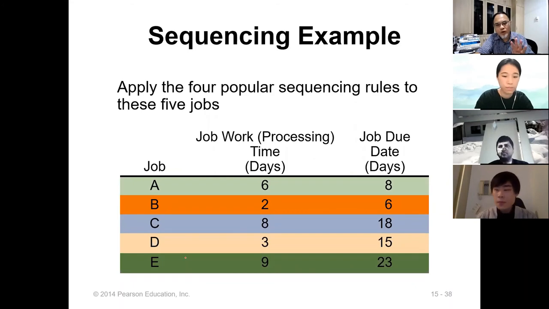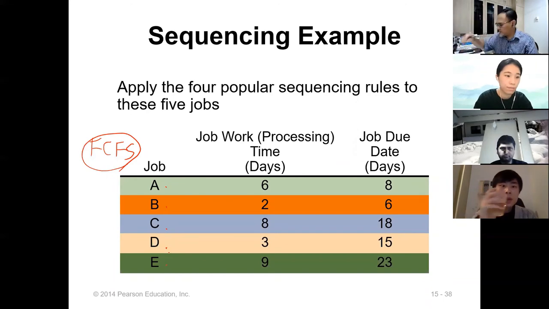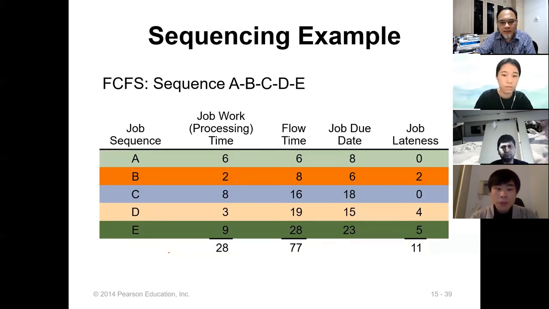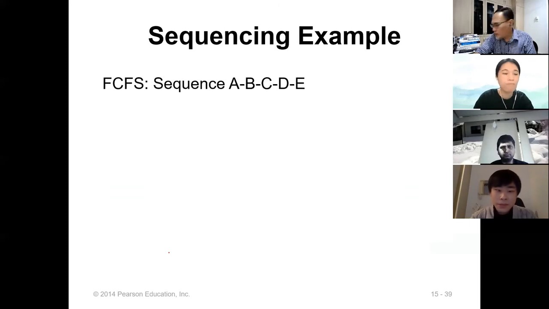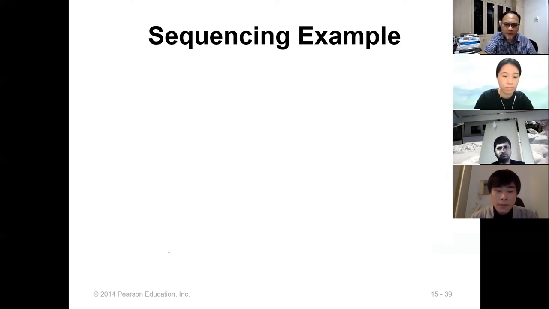Let's look at an example. We want to apply these four sequencing rules to these five jobs, and assume that these jobs arrive according to A, B, C, D, E. If we use first come, first serve, then A, B, C, D, E should be assigned. Then we can measure the effectiveness. So we need some performance criteria to measure these four popular sequencing rules: average completion time, average utilization, and average number of jobs. You will see this when you do the calculation.